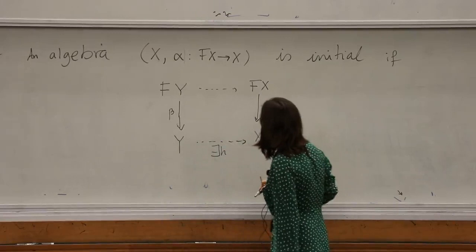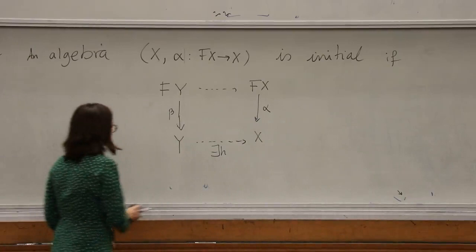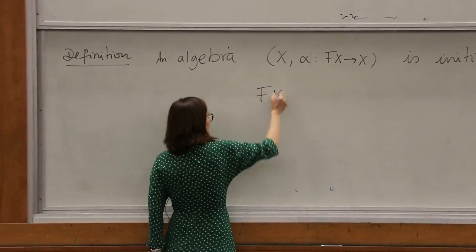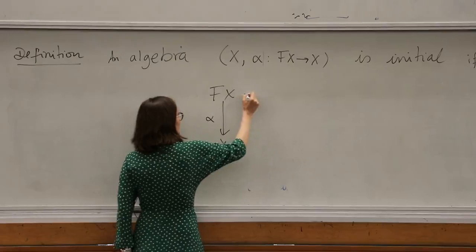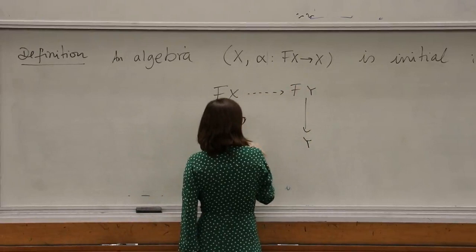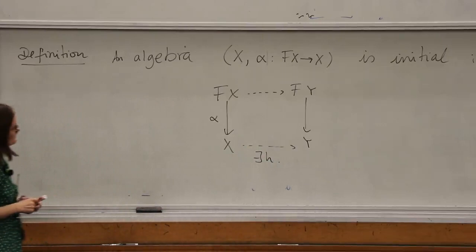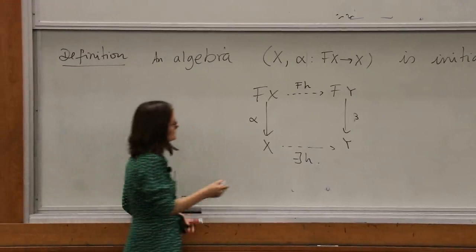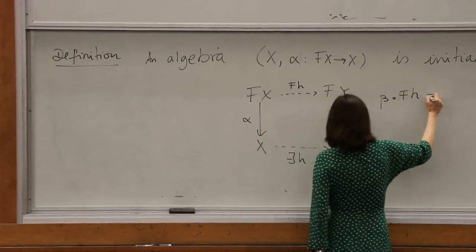No, this is wrong. Sorry, I'm doing the coalgebra version. An algebra is initial if it has a unique map into any other algebra. And this unique map makes this diagram commute, meaning that beta composed with F of h equals h composed with alpha.